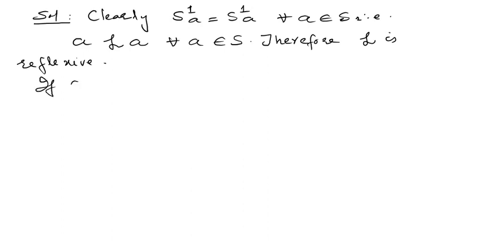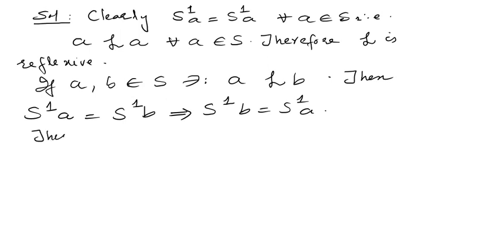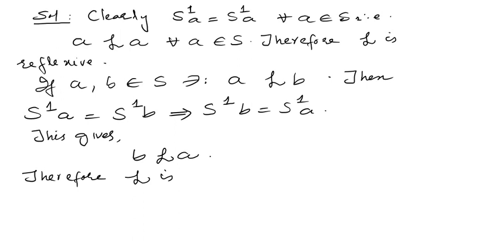Now if a, b belong to S such that a is L related to b, then S^1 a is the same as S^1 b by definition of L, which implies S^1 b is the same as S^1 a, and this gives b is L related to a. So therefore L is a symmetric relation.